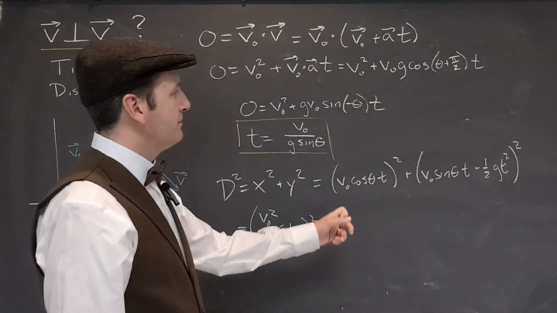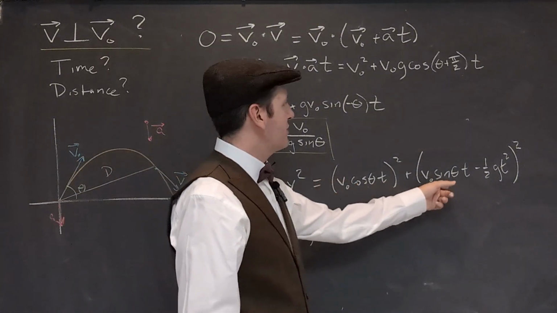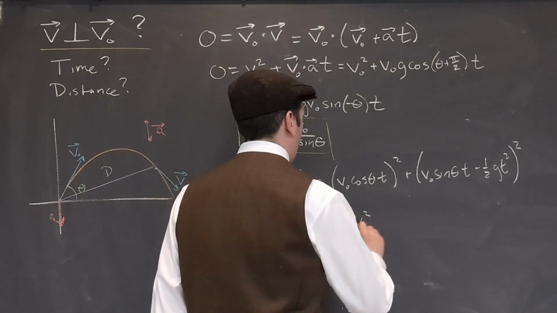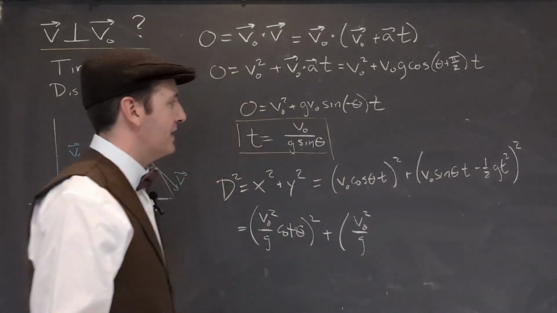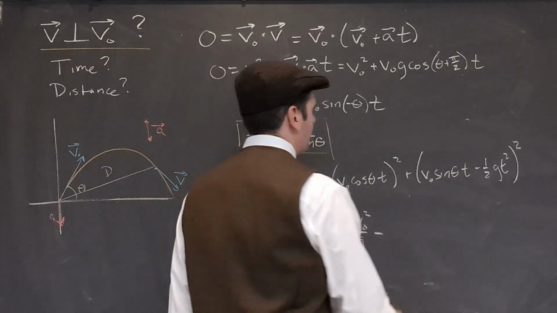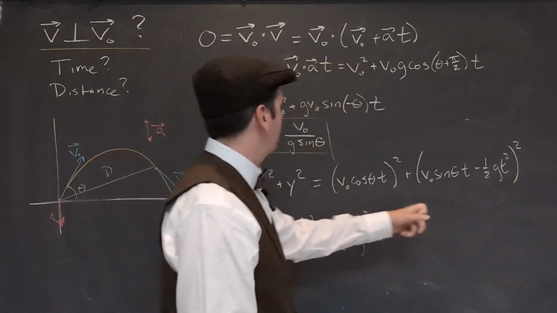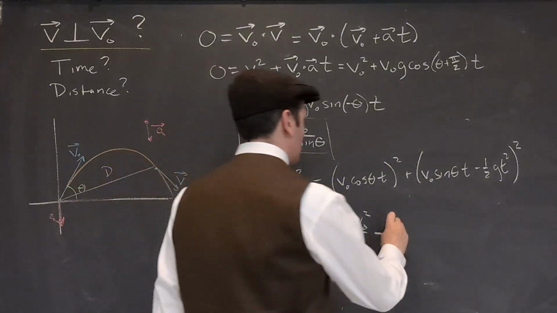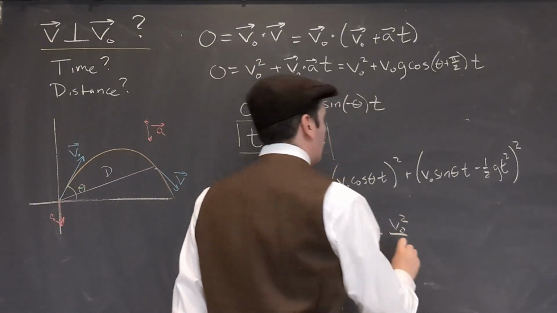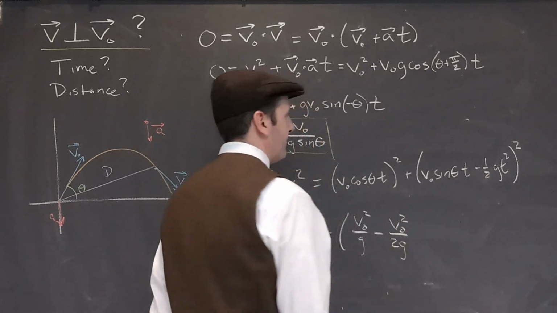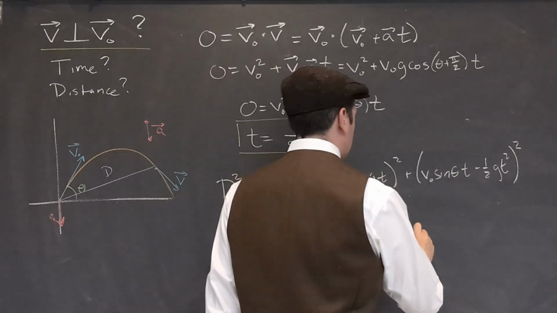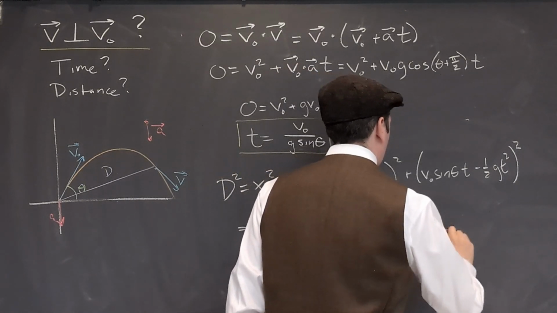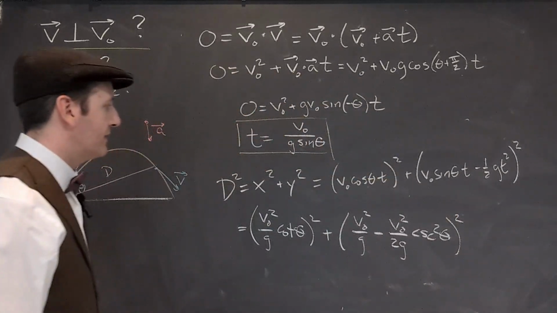For my second term, this first bit will become a v naught squared over g. The sine theta here and the sine theta there cancel. And the second term will become a v naught squared, when I square this out. G over g squared will give me 1 g in the denominator. There's still a 2 there, so I'll leave that. And then there will be a 1 over sine squared, which will be a cosecant squared.